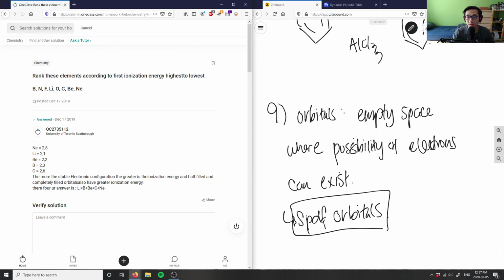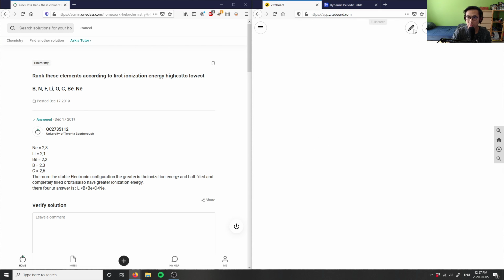And then finally, I'm going to do the last question here, number 10. I had 11 questions, but I guess we'll end off with this question. It's to rank these elements in terms of first ionization energy, from highest to lowest. So again, a very easy grade 11 problem here. So I want highest ionization energy to lowest ionization energy.